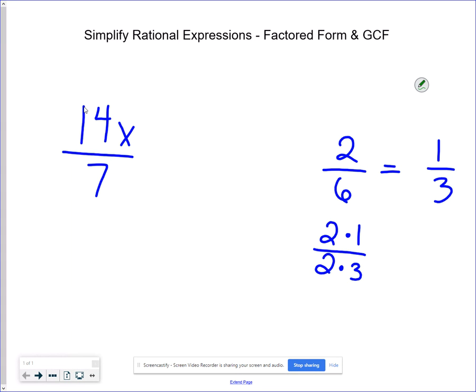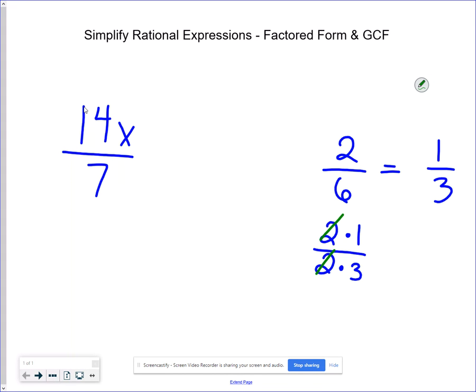You can only cancel factors that are alike. So if you get the numerator written as factors, and the bottom written as factors, any that they have in common, you can mark them out. Since they both have a factor of 2, we can cross out the 2's, and we just end up with 1/3. So I want to do the same thing with 14x over 7.